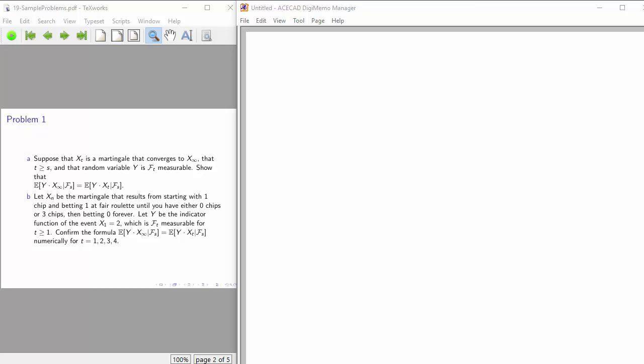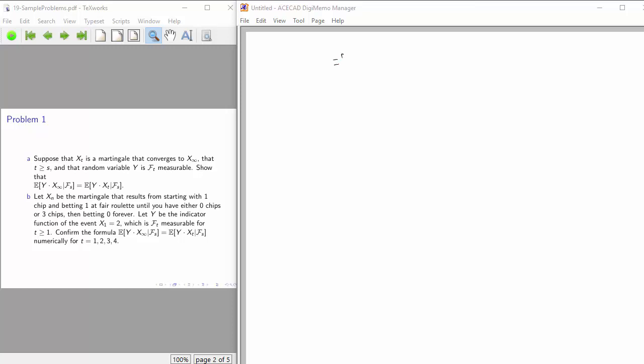Okay, here's our first little result. X sub t is a martingale. It's a random variable indexed by a continuous parameter, the time t, and as you know, if such a martingale is bounded, it converges to a limit, which we'll call x infinity. Here's what I'm going to prove.